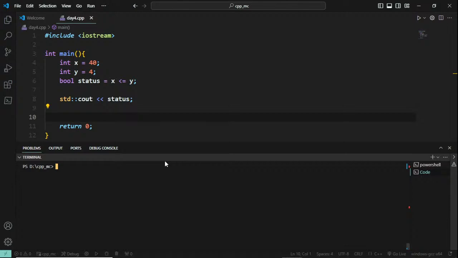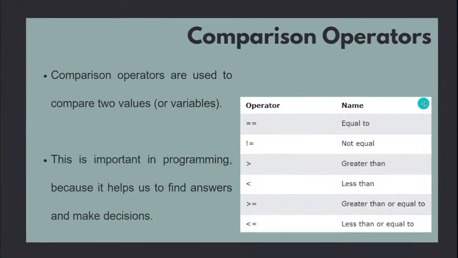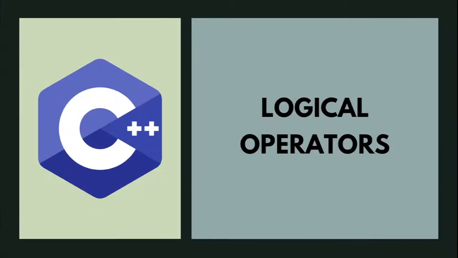Clear? So this can be produced, for example, this will produce false because it is a false scenario, so we will be getting 0. If you make it greater than or equal to, we will be having 1 in that scenario. Okay, so that is about comparison operators. I hope it's clear. And yeah, so moving into logical operators.